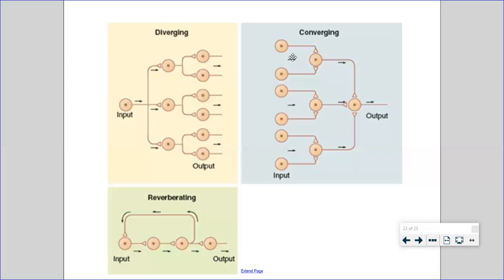And then finally, the reverberating pathway, a pathway that you want to repeat again and again and again. The impulse from neurons later on in the pathway pass impulses back to the start of the pathway, and it just continues this cycle. And the example we talked about for that was breathing.